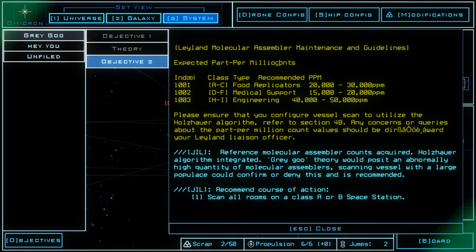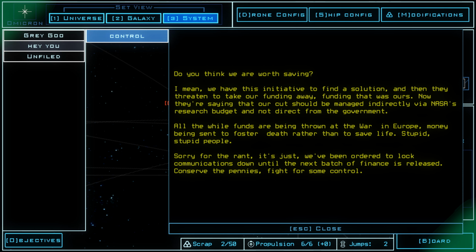Do you think we are worth saving? I mean, we have this initiative to find a solution, and then they threatened to take our funding away, funding that was ours. Now they're saying that our cuts should be managed indirectly via NASA's research budget and not direct from the government. All the while, funds are being thrown at the war in Europe. Money being sent to foster death rather than to save lives. Stupid, stupid people. Sorry for the rant, it's just we've been ordered to lock communications down until the next batch of finances is released. Conserve the pennies, fight for some control.